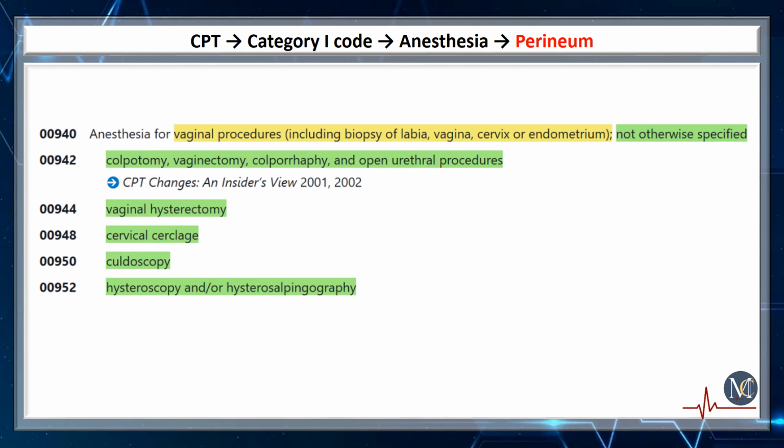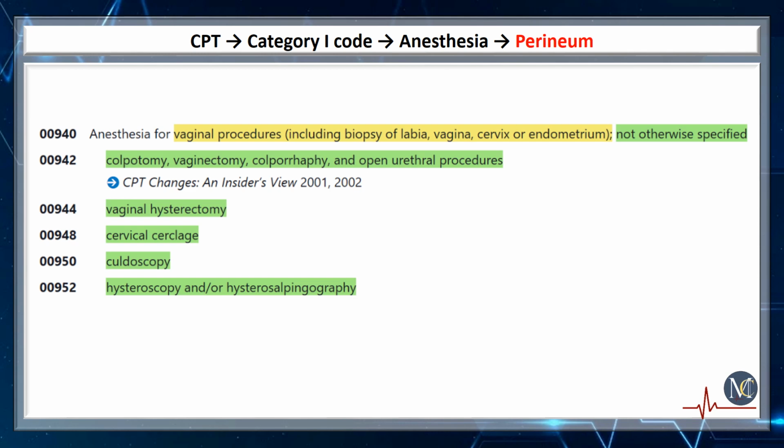Next code is 00940. Anesthesia for vaginal procedure including biopsy of labia, vagina, cervix, or endometrium, not otherwise specified. It means the anesthesia service is provided for a patient undergoing a procedure on the female perineum, including biopsy of labia, vagina, cervix, or endometrium. Use this code for a procedure not specified by any other anesthesia code.